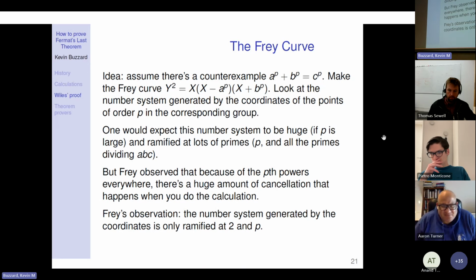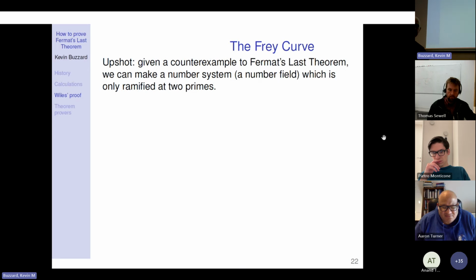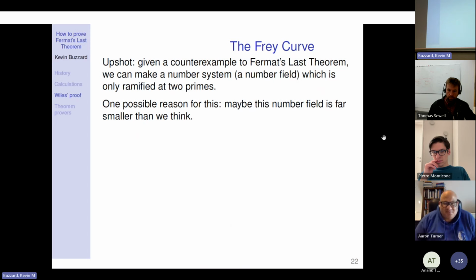2 and P are the only prime numbers that are behaving really badly in this number system. And maybe they're not even behaving badly either, but all the other primes are behaving fine. So that says that this number system should somehow be small, which is odd, because P is probably a very big number, and we have lots and lots of numbers. So we expected it to be big, but Frey's observation is that actually we've got some evidence that it's small. So there we go. Given a counterexample to Fermat's last theorem, we can make this funny number system that's only ramified at 2 primes.